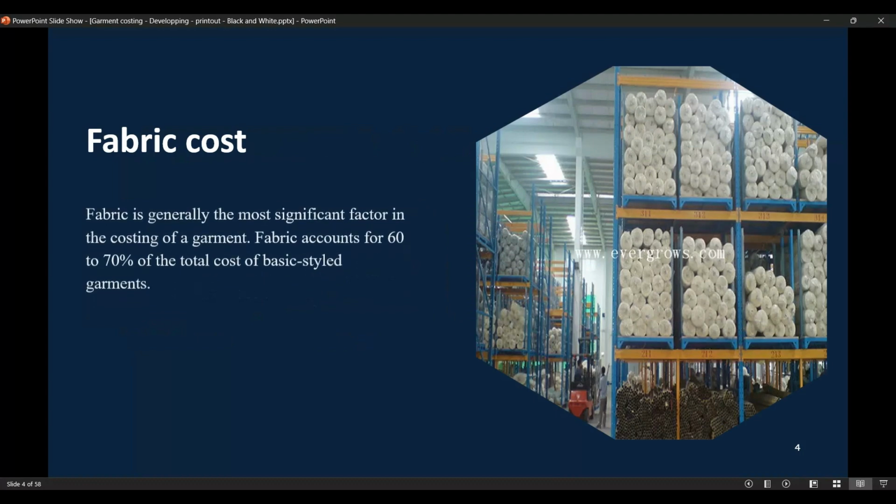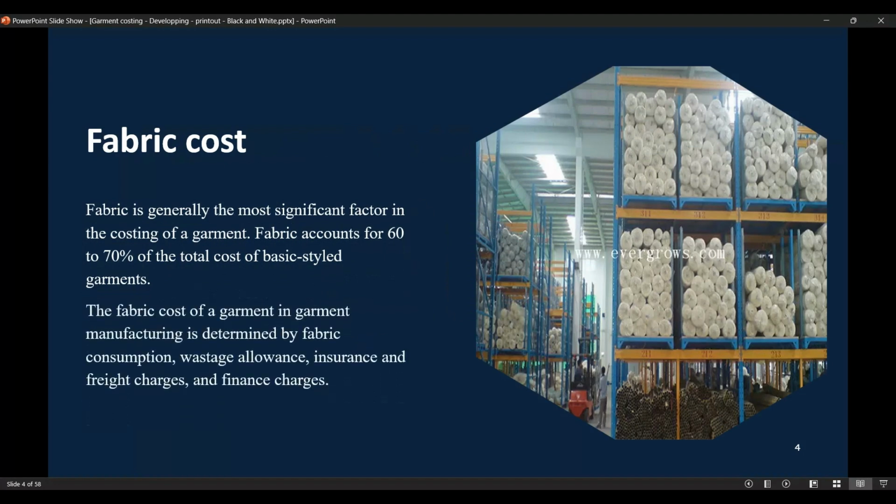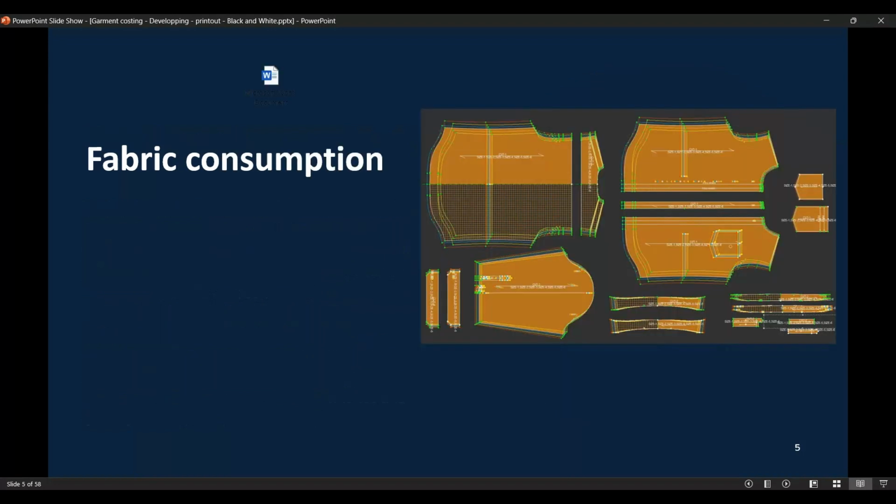Fabric cost. Fabric is generally the most significant factor in the costing of a garment. Fabric accounts for 60 to 70% of the total cost of basic style garments. The fabric cost of a garment in garment manufacturing is determined by fabric price and consumption, wastage allowance, insurance, freight charges, and finance charges.